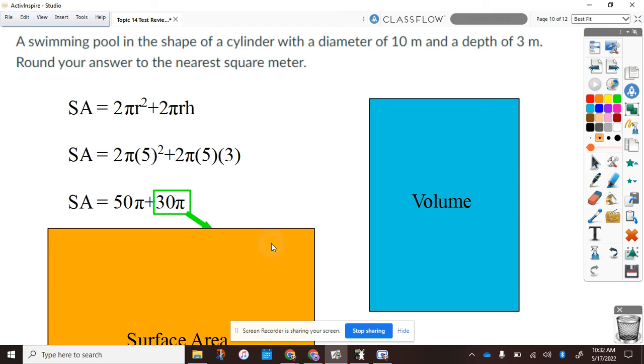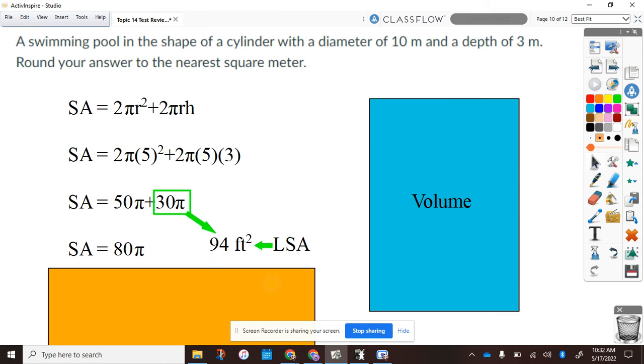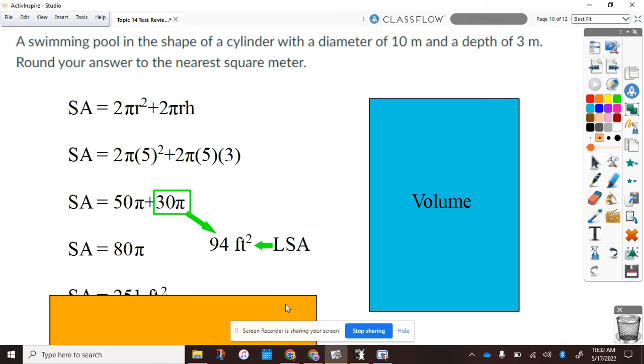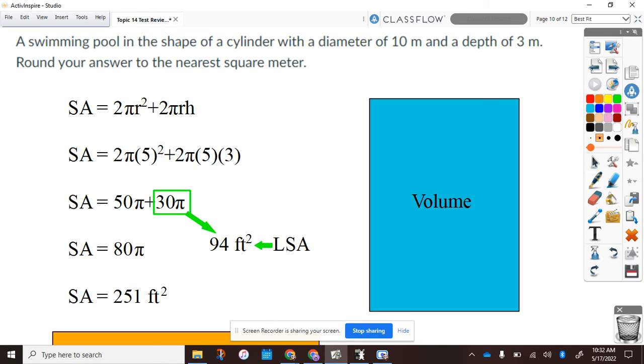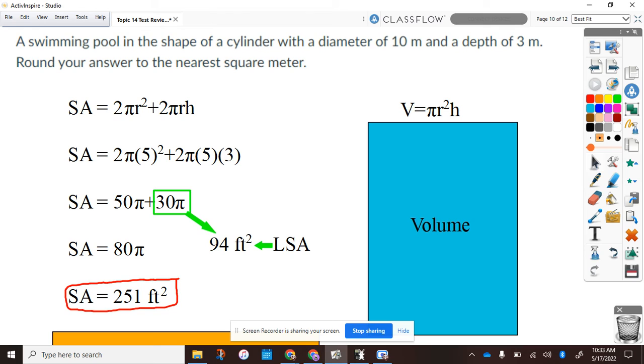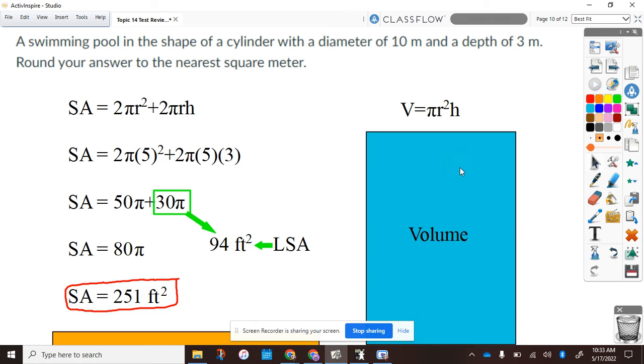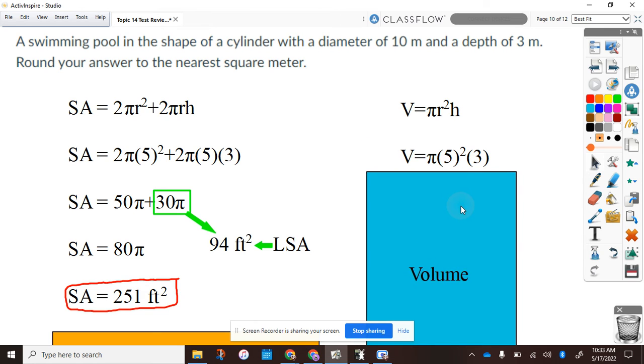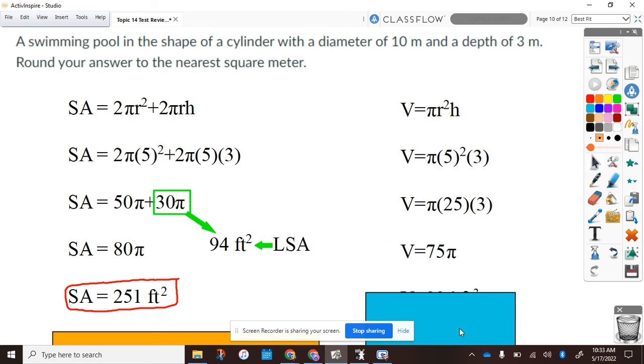That right there, 30 pi, that's your lateral surface area. Total surface area is 80 pi. And this is the one that we're worried about. Total surface area, 251. For volume, pi r squared h. All of these formulas are on the back wall and the side wall, and you need to make a cheat sheet. Pi times 5 squared times 3. 25 times 3, it's 75 pi, y'all. Rounded to the nearest whole number is 236.